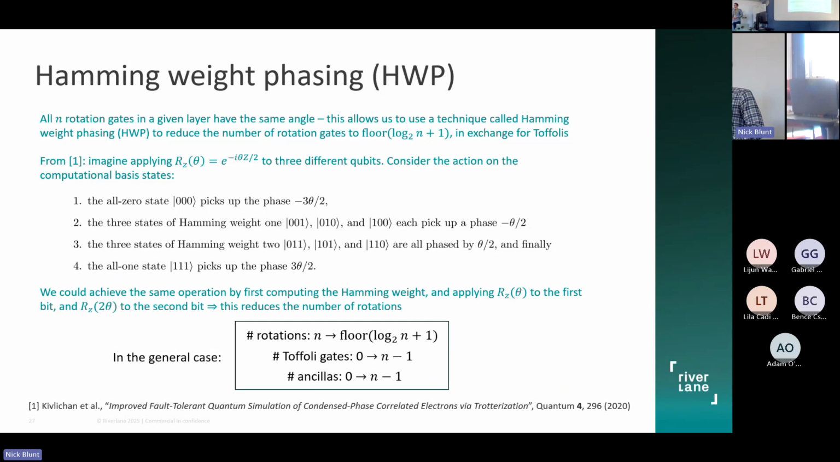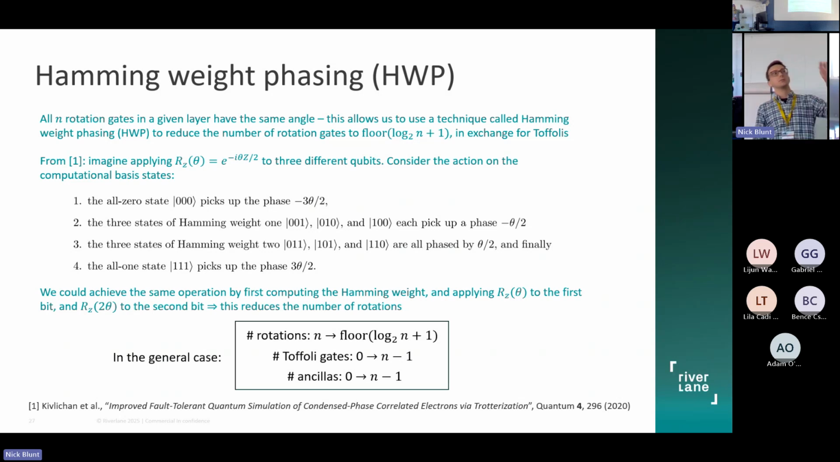So you're doing one transformation to diagonalize all of them. Yes, exactly. And then this Hamming weight computation is essentially classical. I mean, you're still implementing it as a quantum circuit, but it's just a trick to reduce the number of rotation gates that you actually have to apply. It's like a classical thing.